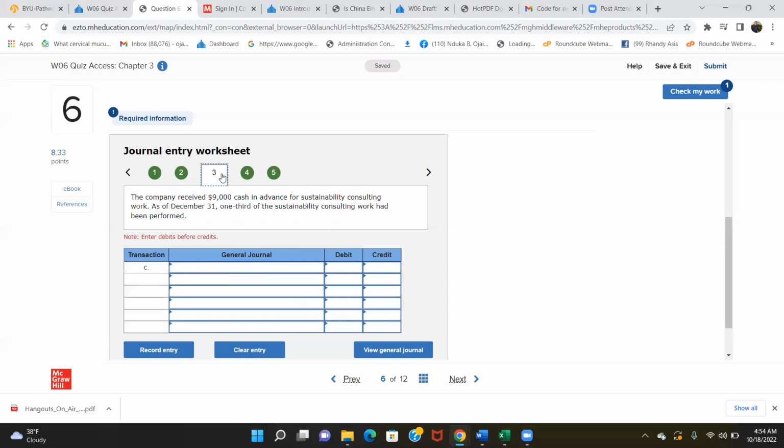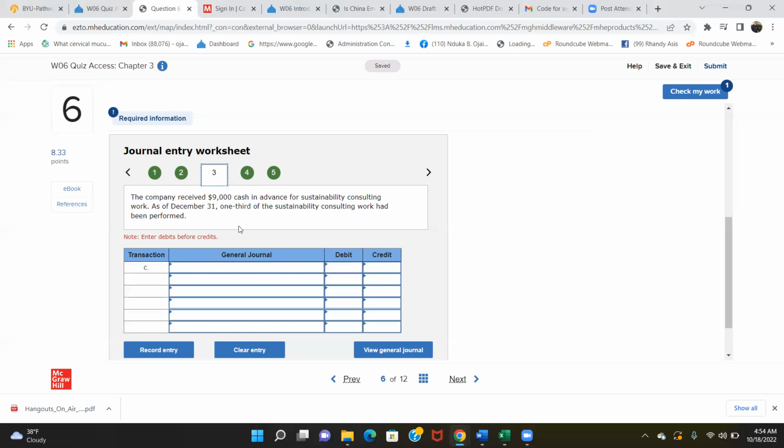Question number 3 says the company received 9,000 cash in advance for sustainability consulting work. As of December 31st, 1/3 of the sustainability consulting work had been performed. 1/3 of 9,000 is 3,000. So in other words, you divide 9,000 by 3, and then it gives you 1/3, which is 3,000.